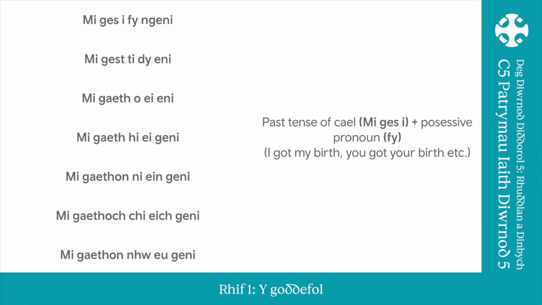When these two patterns are put together, they create the passive voice, describing something that has happened to the subject. The full pattern looks like this. Mi ges i fy ngeni. Mi ges ti dy eni. Mi gaeth o ei eni. Mi gaeth hi ei geni. Mi gaethon ni ein geni. Mi gaethoch chi eich geni. Mi gaethon nhw ei geni.